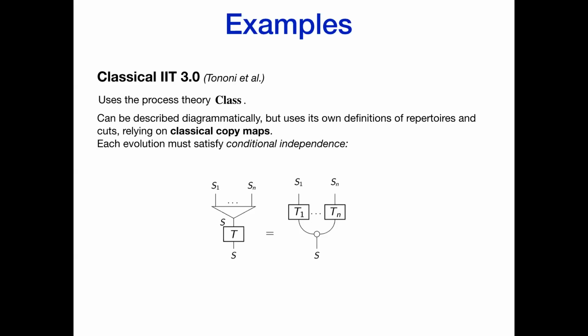But they can still be described nicely with diagrams. What's going on is that this is using the fact that it's not just any process theory, but it's in class. So it's got some classical features around. In particular, it uses copying a lot. If you look through the definitions of IIT, for their repertoires and so on, they use the ability to copy data. In pictures, that comes out as these spiders. This white dot on the lower right would be a copy map, just an example of where these copy maps come up. They assume that each time evolution satisfies this condition called conditional independence, which involves the copy, as we can see here. If you want to see the details of how to describe IIT 3.0, they're in the paper.